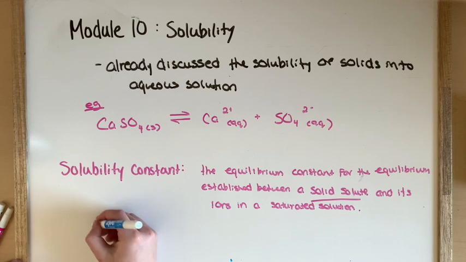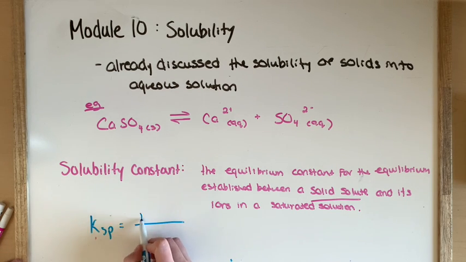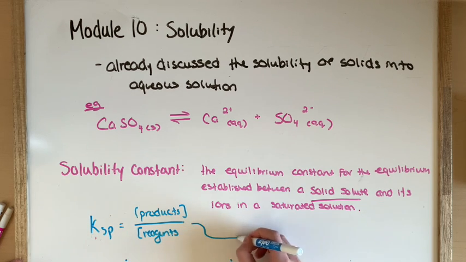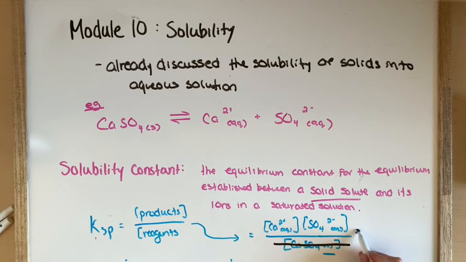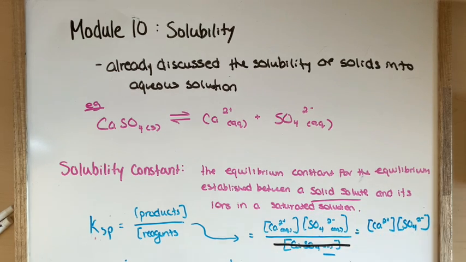saturated solution. When writing out the expression for the solubility constant, it's important to remember that solids are not included, as well as pure liquids, in the KSP equation. We only include gases and substances in solution. So for the above example, this expression can be simplified to what is shown on the board.